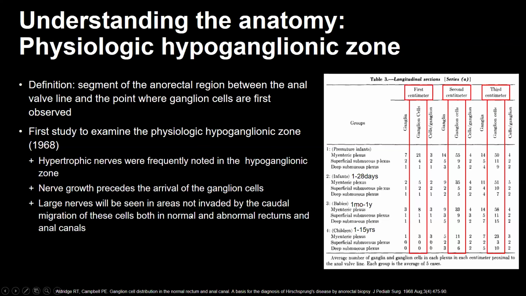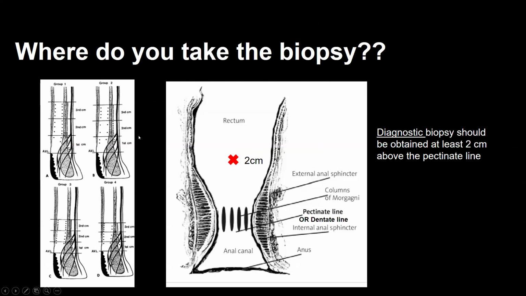So in other words, if you biopsy the 1st or 2nd centimeter of the anorectal canal, or basically anal canal, you may not see very many ganglion cells, and you may also see very large hypertrophic nerves that are coming from an external location. And so here is the pictorial example of those groups of individuals. But where do you really want to take that biopsy? Based on what I just told you, at least 2 centimeters above the pectinate or dentate line.